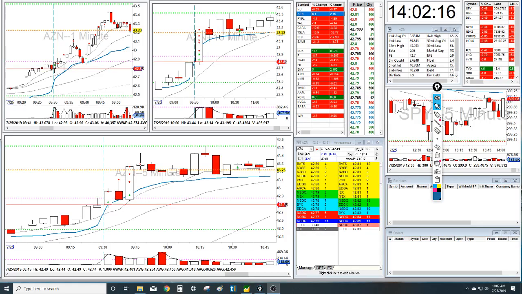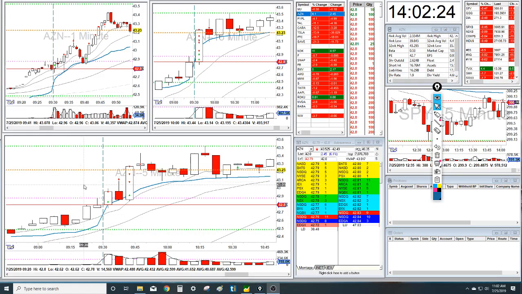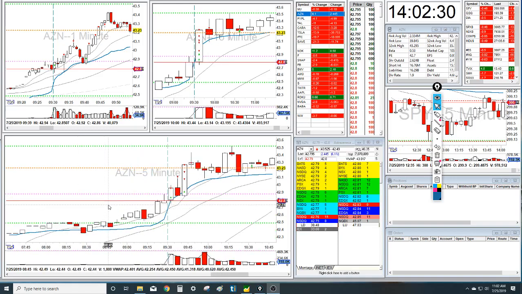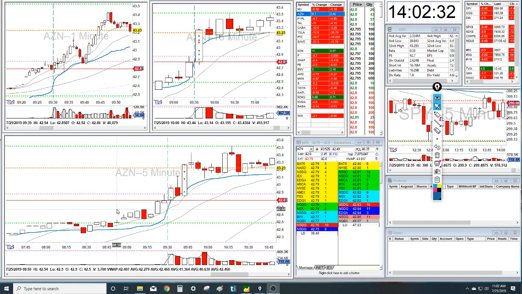So with that said, I traded two stocks today, AZN and MU. On AZN, I was looking for two things right at the open. One was either a 1-minute pattern, and this is a pattern that I don't have a name for, but I've been trading quite a bit and I really like.